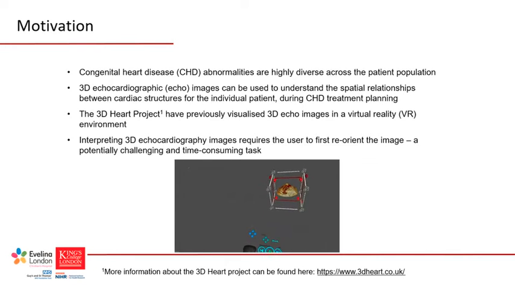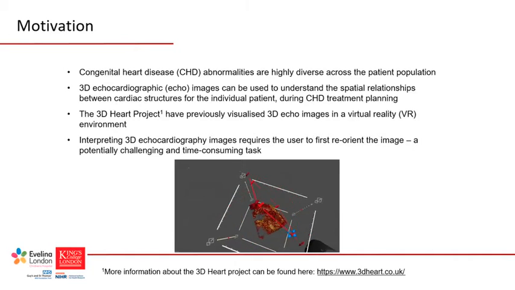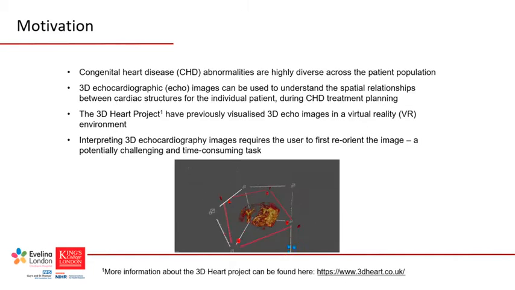Congenital heart disease is the most common birth defect in newborn babies and is characterized by abnormalities of the heart and the associated blood vessels. These abnormalities vary widely between patients, both across different subtypes of CHD as well as within each subtype. It is therefore crucial to understand the cardiac morphology particular to each patient when planning treatment and surgery for CHD.